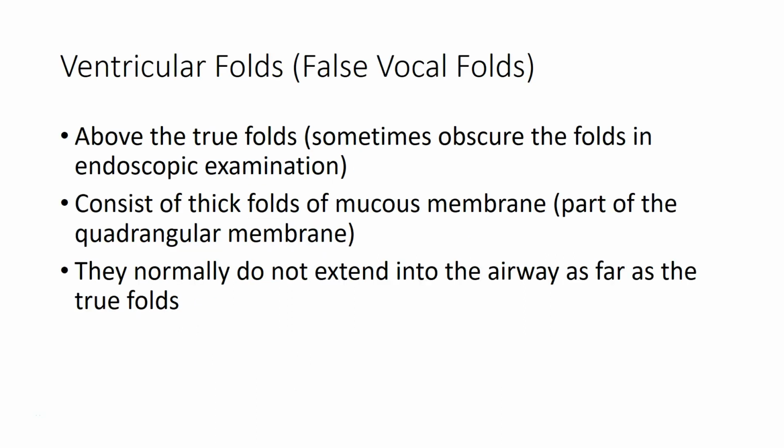The ventricular folds, also known as the false vocal folds, are a set of folds that look similar to the true vocal folds, but are above them on endoscopic examination, and sometimes the vocal folds can't be seen beneath the false vocal folds. The ventricular folds are thick folds of mucous membrane that are part of the quadrangular membrane. Typically, they do not extend into the airway as far as the true vocal folds, but in some cases of voice pathology, where there's excess vocal tension, for example, the false vocal folds may be brought close together.